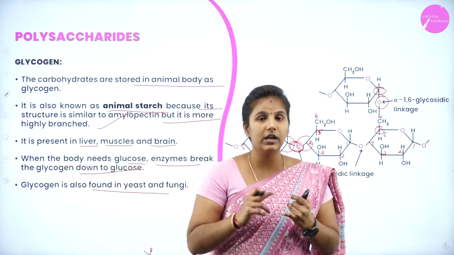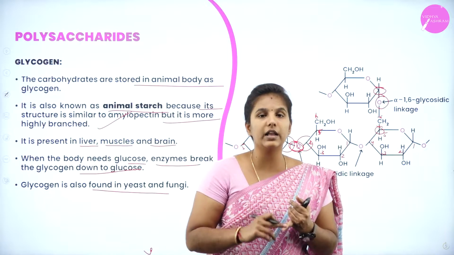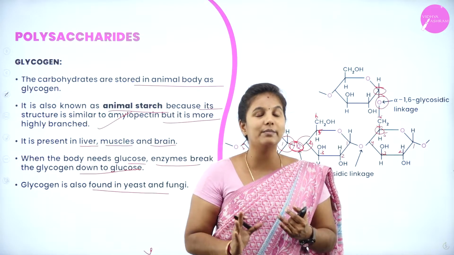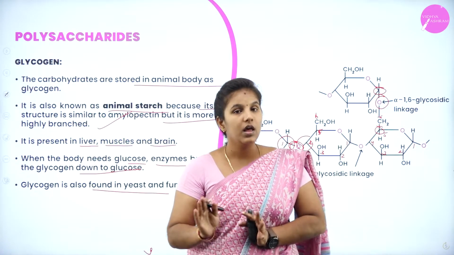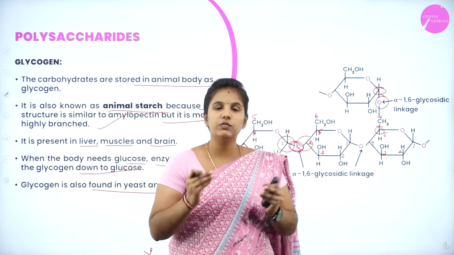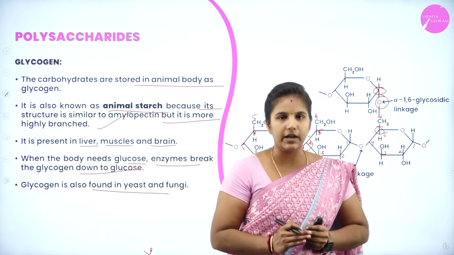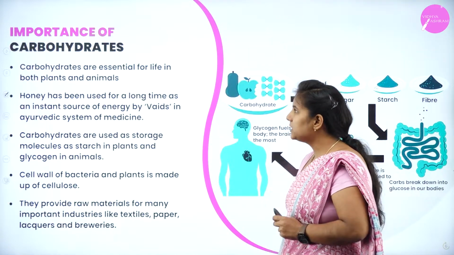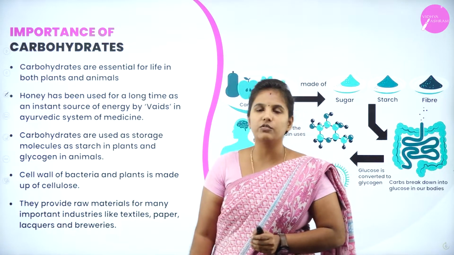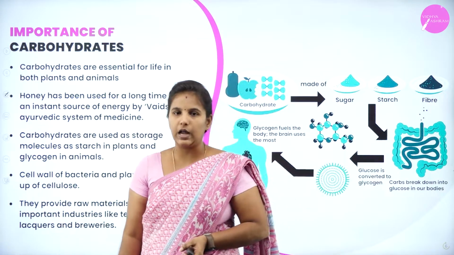Hope you all understood. Remember, glycogen is an animal starch, found only in animals as well as in microorganisms, whereas cellulose is found mainly in plants. Okay. Next comes the important uses, or the importance, of carbohydrates.